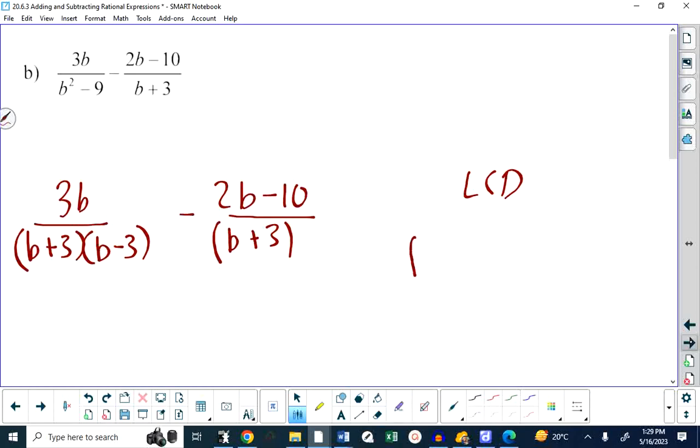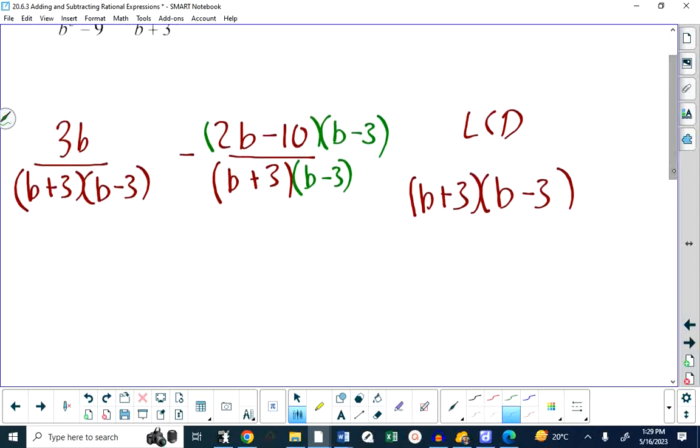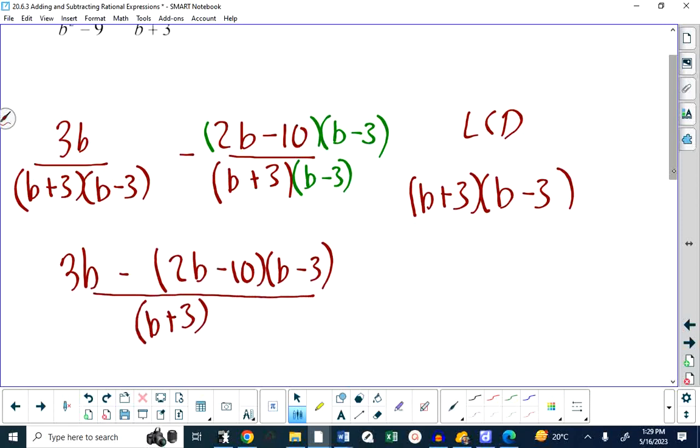The common denominator has to contain a b plus 3 and a b minus 3 to represent the first fraction. And it must contain a b plus 3 to represent the second fraction, but it already has a b plus 3. There's that overlap. That means I need to multiply the top and the bottom of this by b minus 3. So we put them together, 3b minus 2b minus 10 times b minus 3 over b plus 3, b minus 3.